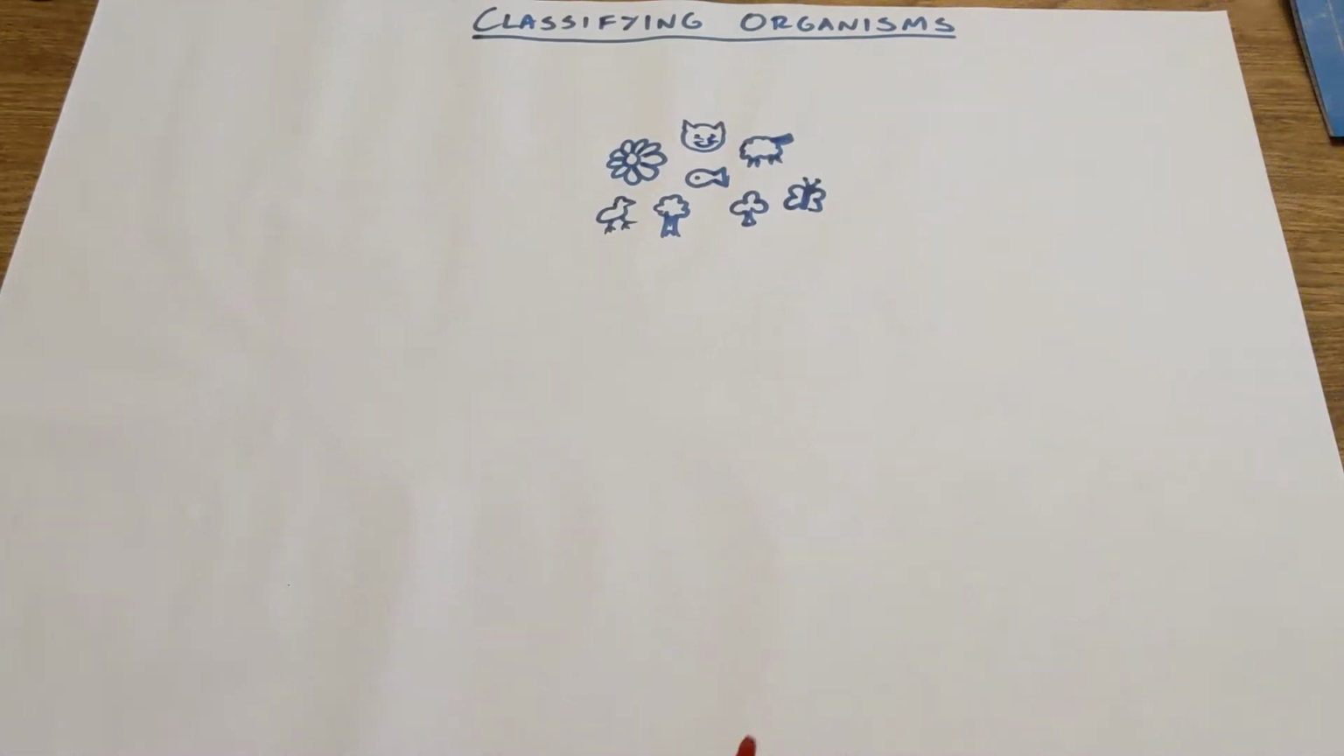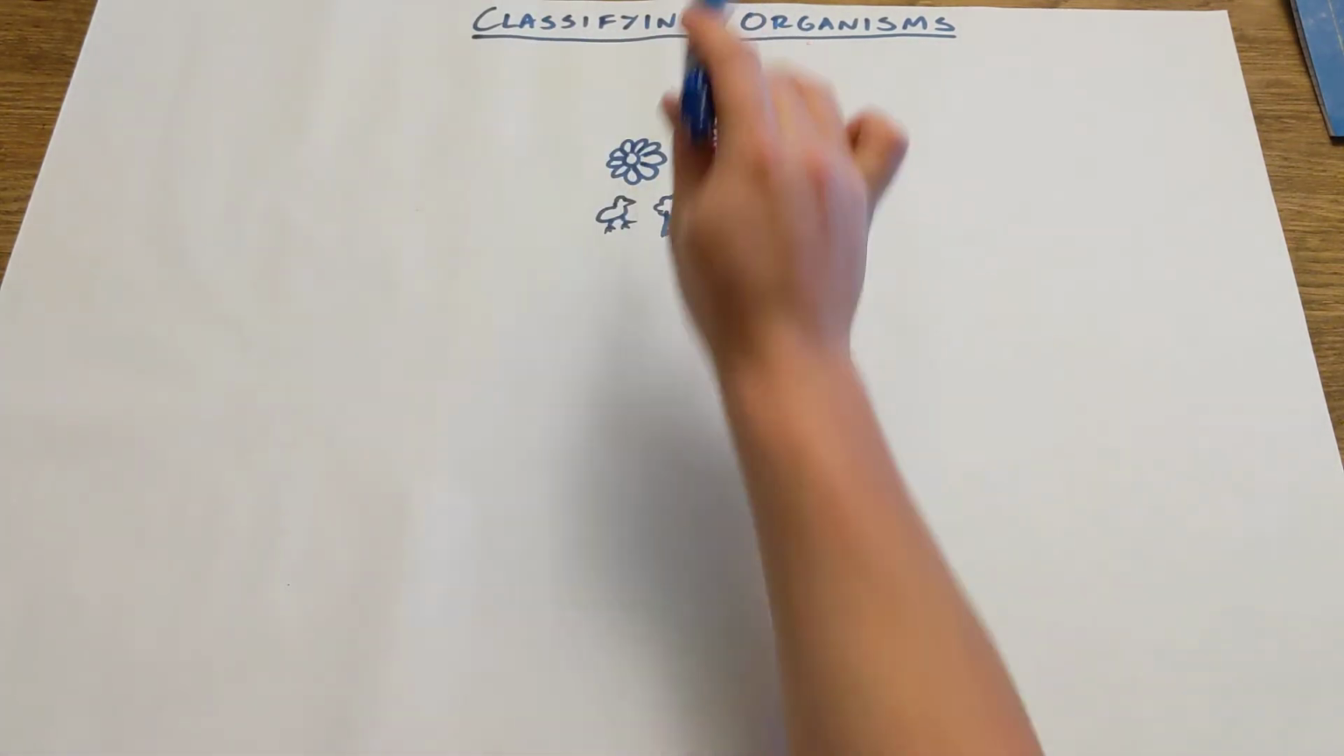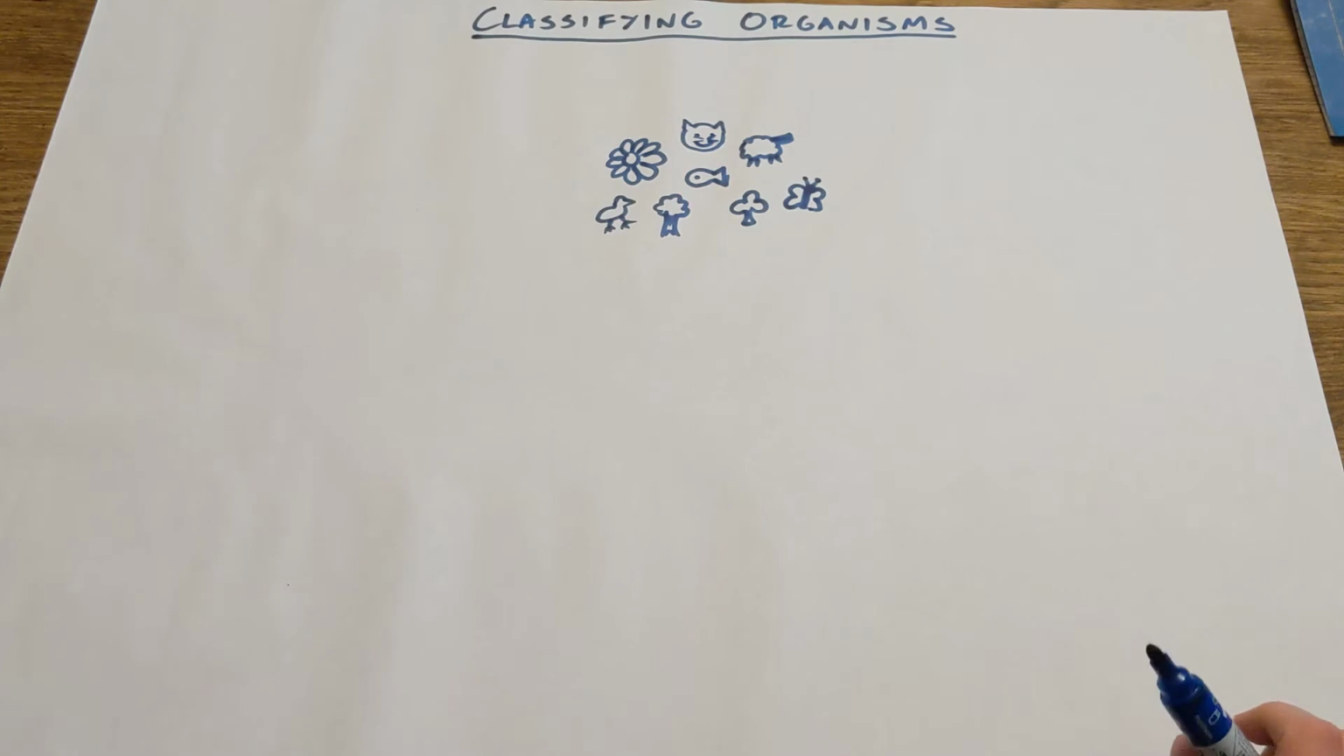Right, welcome to the first of our science working from home videos. We're moving on to a new topic now, which is biology, biodiversity, the living world. And what we're going to start with is classifying organisms. Okay? Now we need to know what both of those words mean.